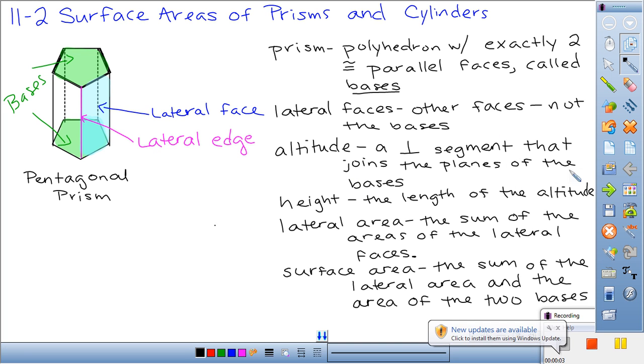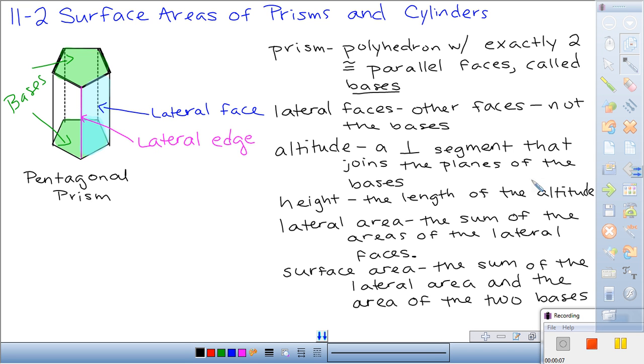All right, here we go, guys. This is lesson 11-2, surface areas of prisms and cylinders. It is a pretty lengthy lesson with a lot of information, so I doubt we get this done in one video, but we can always try. Let's start with this picture and all of our vocabulary in the beginning.